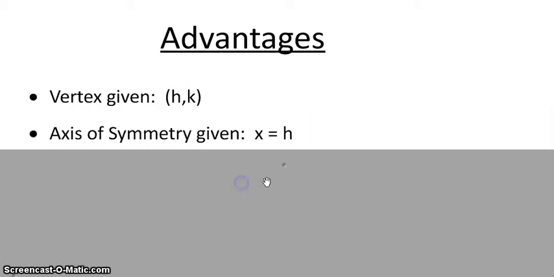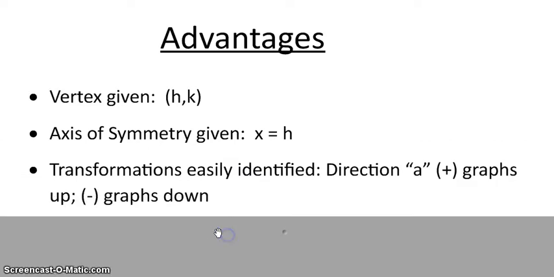Some of the advantages of vertex form is, of course, it gives us a vertex. Okay, when we look at standard form, you're going to see why this one's an advantage. It also gives us the axis of symmetry. And we can look at vertex form and identify the transformations which have occurred to the parent. And again, it gives us the direction that our graph is going to open. If a is positive, the graph will open up. If a is negative, the graph is going to open down.